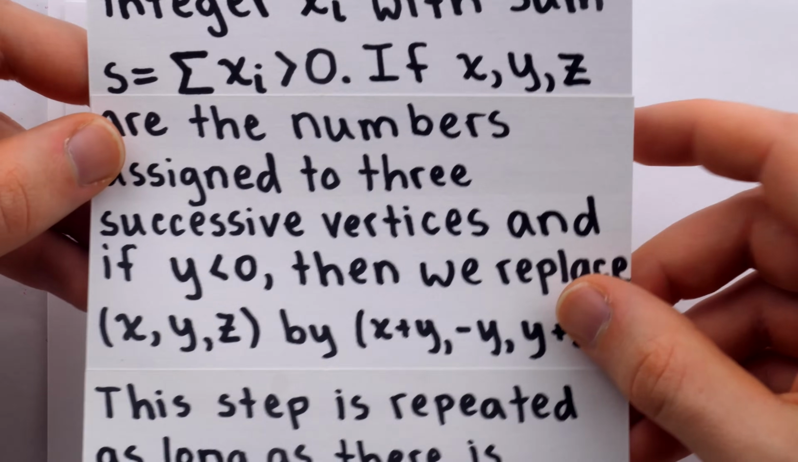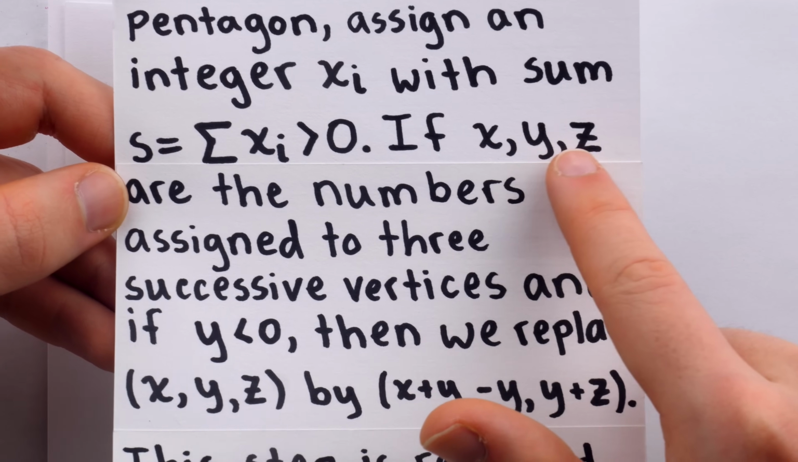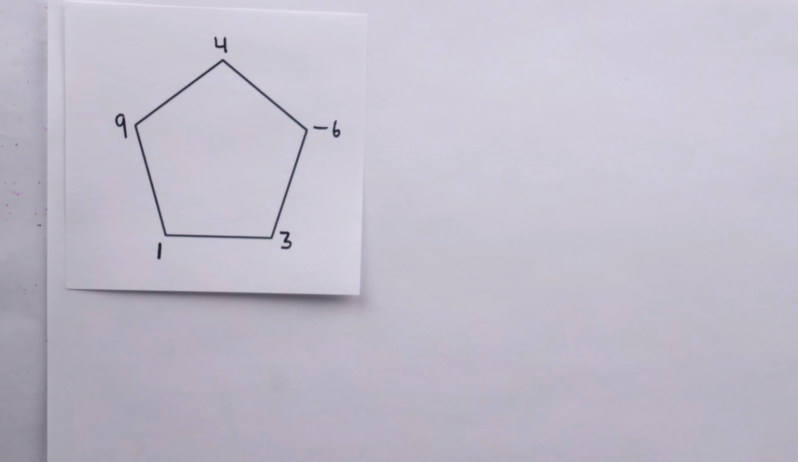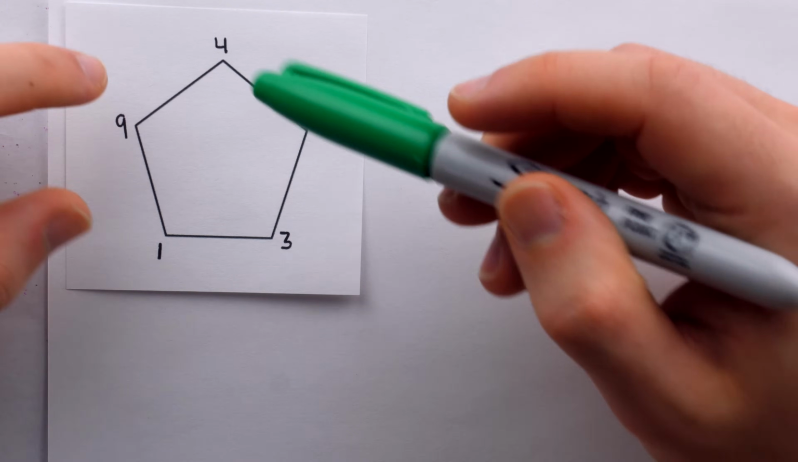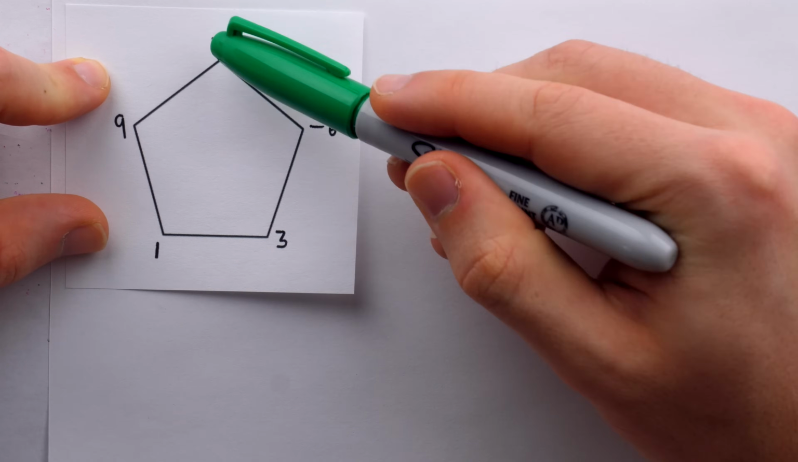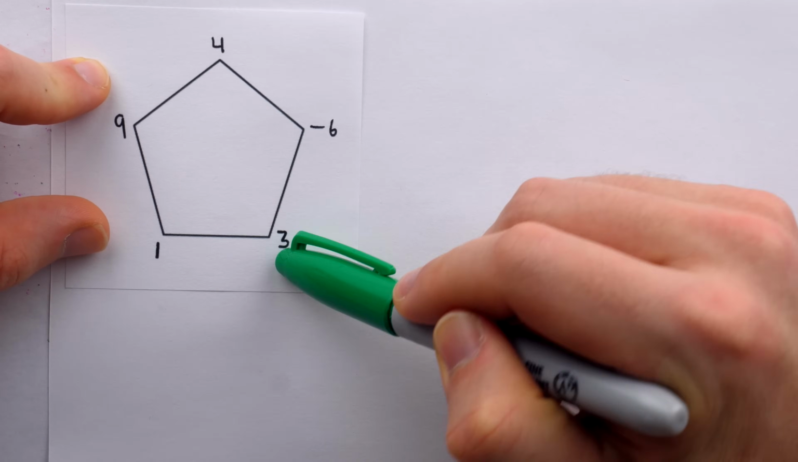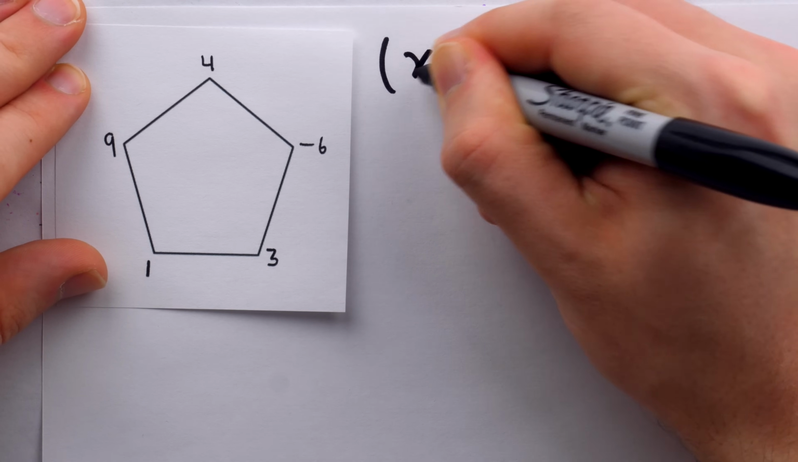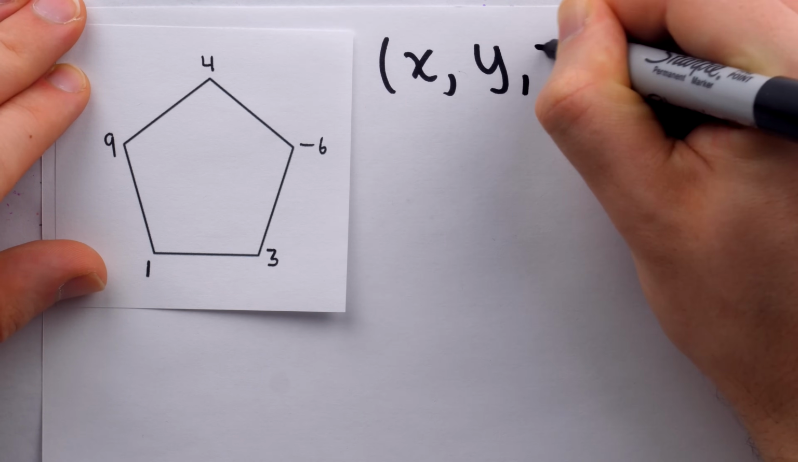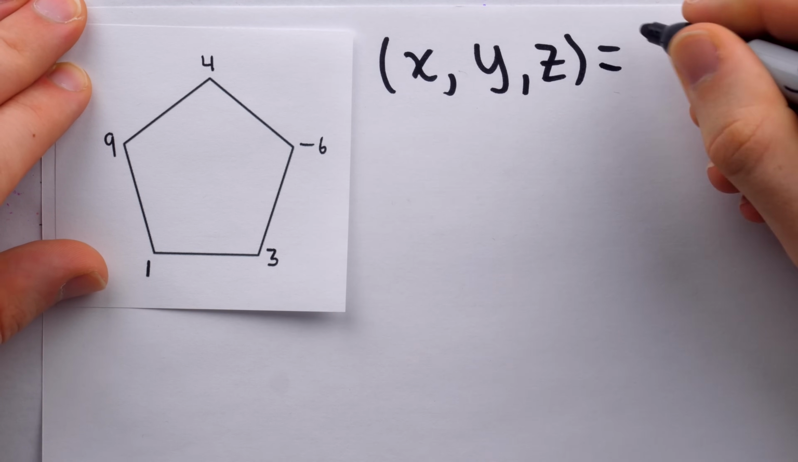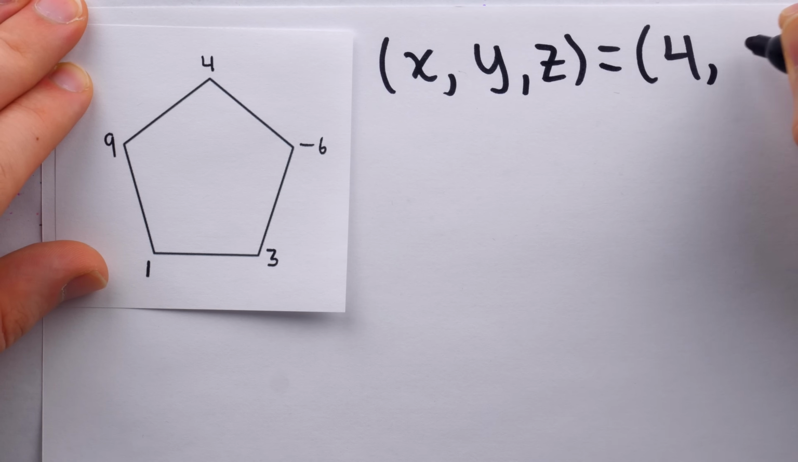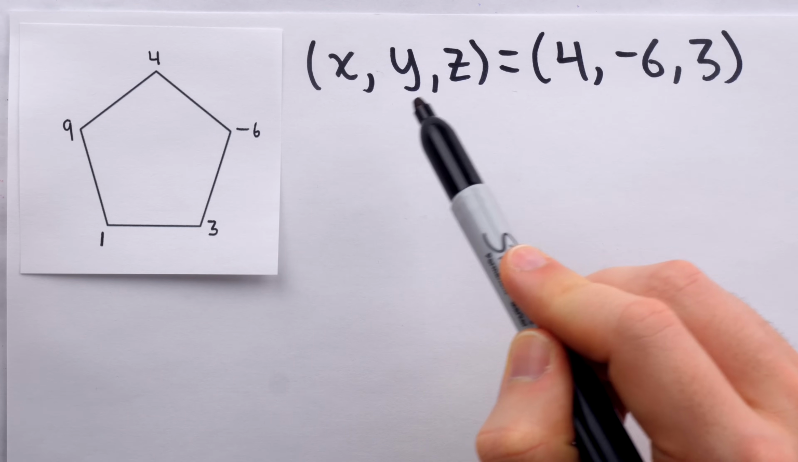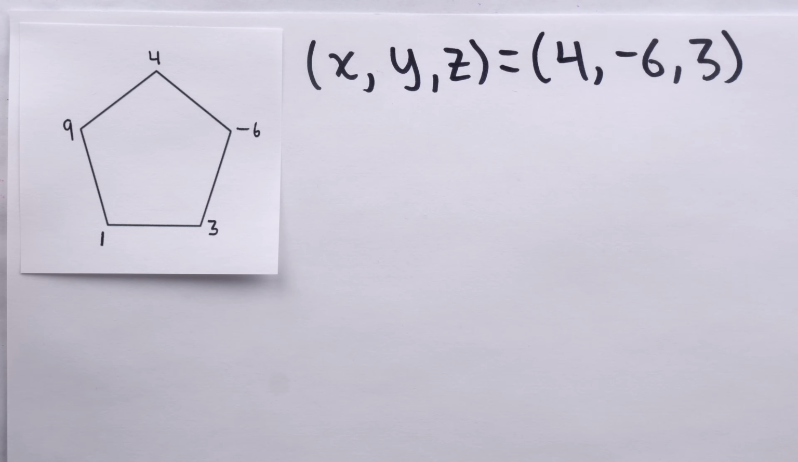Now the problem tells us in this situation, we should look for 3 consecutive numbers assigned to vertices so that the middle one is negative. In this situation, we can see that would be 4, negative 6, 3. Those are numbers assigned to 3 consecutive vertices where the middle one is negative. So in the language of the problem, we could write this: x, y, z is equal to 4, negative 6, 3. Then we're going to create another pentagon by changing these 3 numbers as the original problem described.